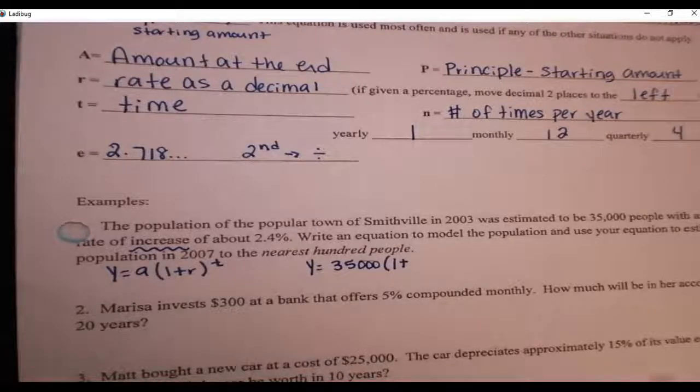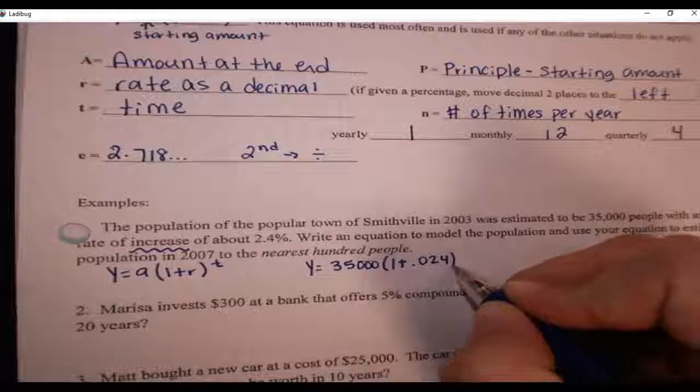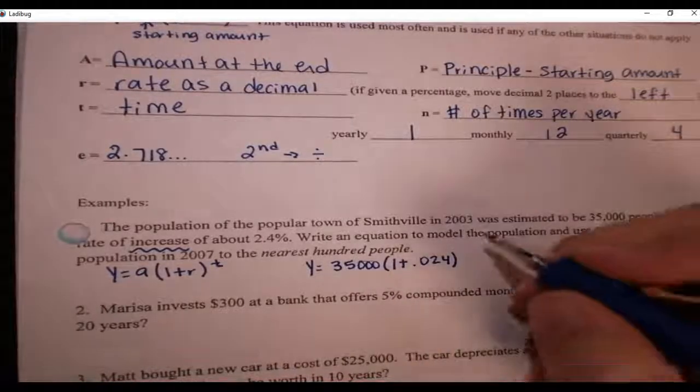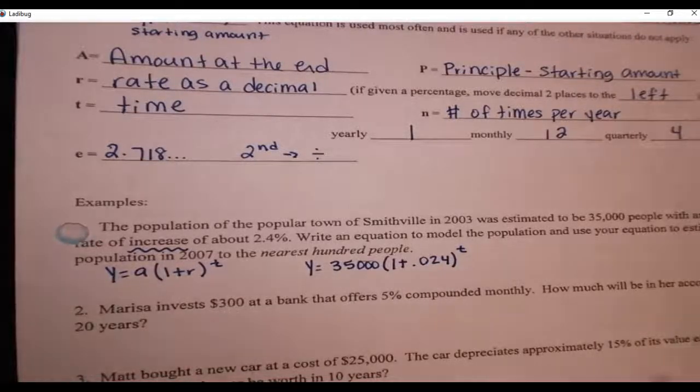So then we need R, which is our rate as a decimal. What would that be? Good, 0.024. Good. And then to the T. So this would be our general formula. So with this formula, we could estimate the population in any year.